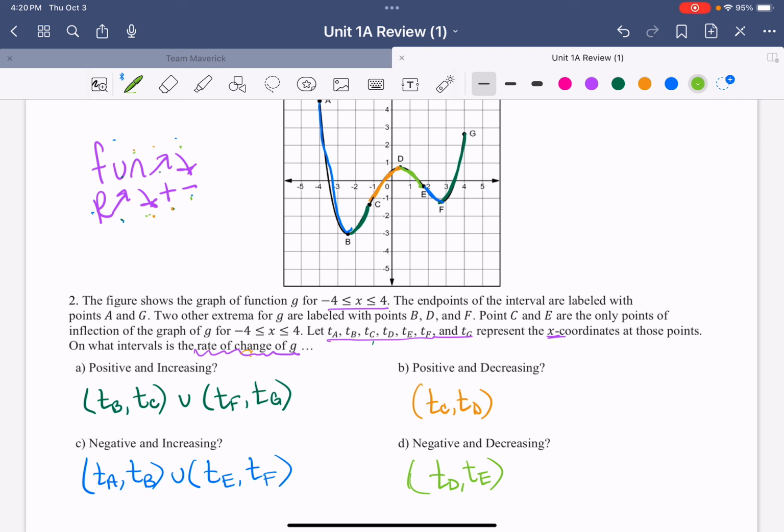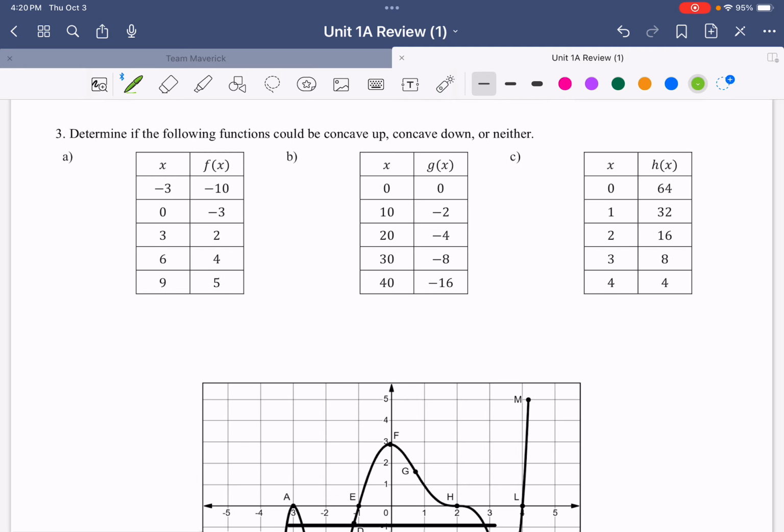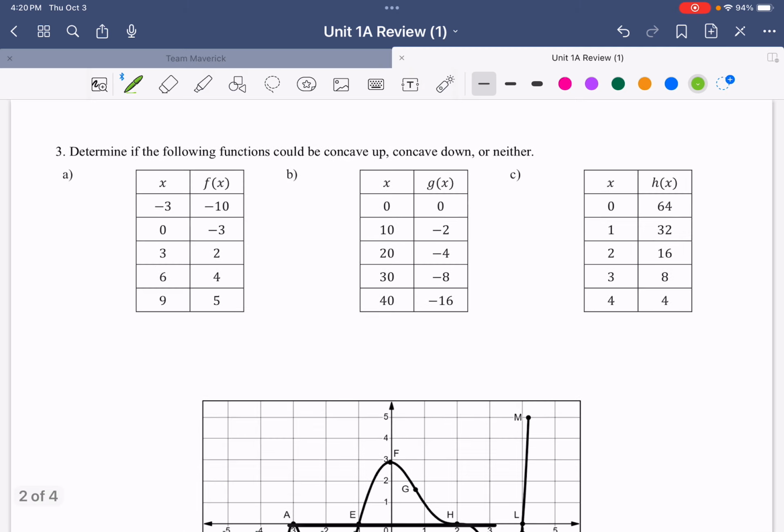And remember, with concave up, concave down, any of these intervals, we want open parentheses. Okay, next part. I'm going to determine if the functions could be concave up, concave down, or neither. This is not where I'm looking for the first, second, third differences. That determines degree. Concave up and concave down is determined by my fun chart.